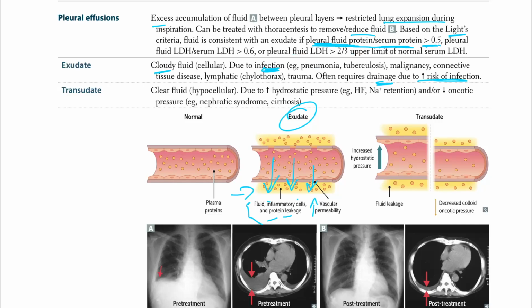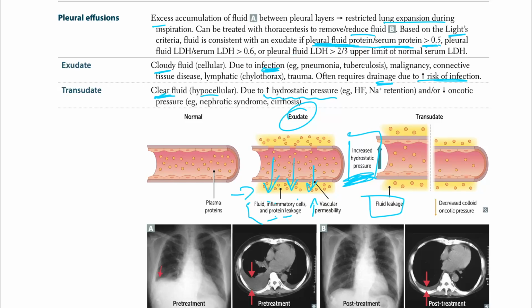On the other hand, you have a clear fluid in the transudate, which is hypocellular, meaning not a lot of cells are there. Why does that happen? Because of an increase in hydrostatic pressure. So you have an increase in your hydrostatic pressure right here. That increased pressure would cause the fluid to leak out, but not a lot. Just the fluid comes out. There are no inflammatory cells. There are no proteins. Just the fluid. So it looks clear. Exudate looks cloudy because a whole bunch of things are coming out, right?